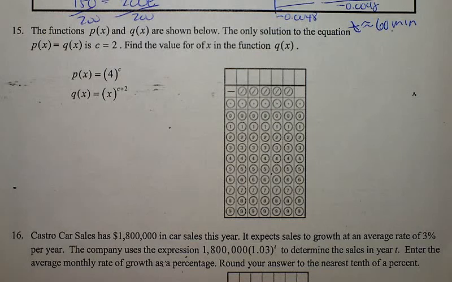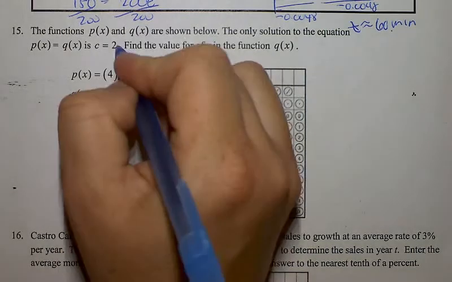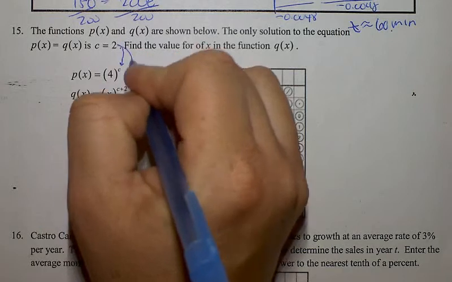Problem 15 provides you with two functions, and they say they only have one solution when c is equal to 2. Find the value of x for that solution. There's a couple ways we can do this. Let's start by drawing a little arrow. Wherever we see a c, we're going to substitute in 2.